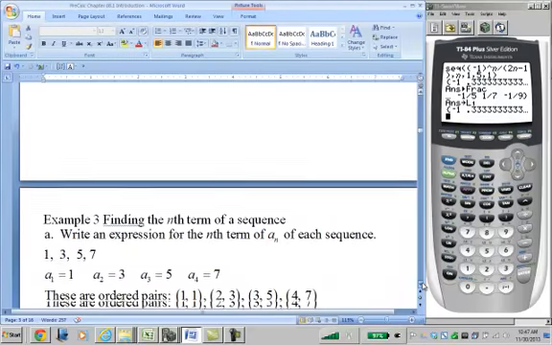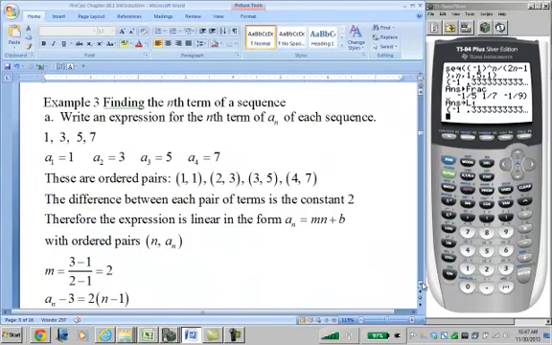All right, so example 3, finding the nth term of a sequence. So write an expression for the nth term of a sub n of each sequence, 1, 3, 5, 7. So we got a sub 1 equals 1, a sub 2 equals 3, a sub 3 equals 5, a sub 4 equals 7. These are ordered pairs, 1, 1, 2, 3, 3, 5, and 4, 7, where this is n and this is a sub n. So this is 1, a sub 1, 2, a sub 2, 3, a sub 3, and so on.